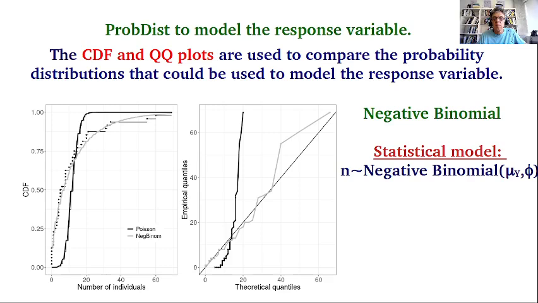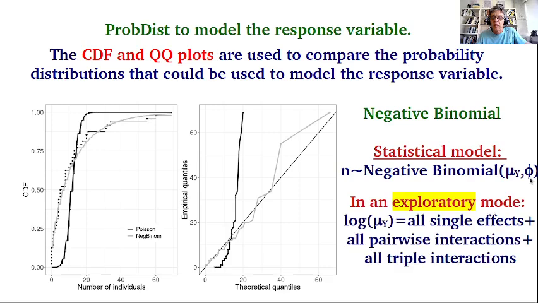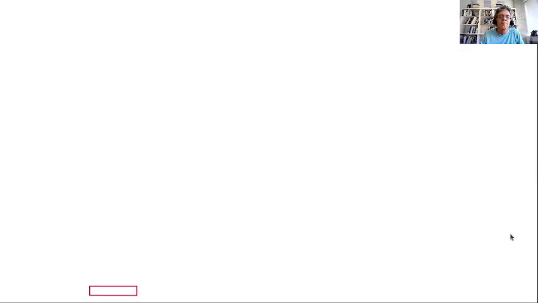So the response variable n, the number of lizards counted, has a negative binomial distribution whose parameters are a mean and the dispersion parameter phi. So in a completely exploratory mode, I'm going to consider all single effects of the categorical explanatory variables, all pairwise interactions of them, and all triple interactions of them. This is in a completely exploratory fashion of analysis.